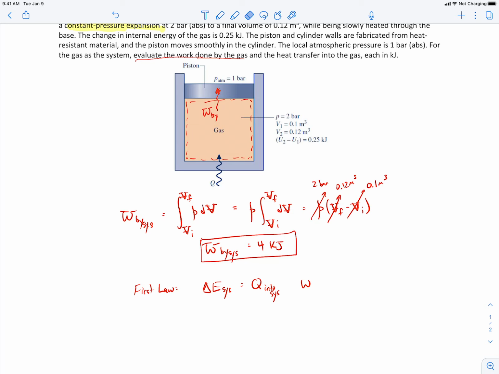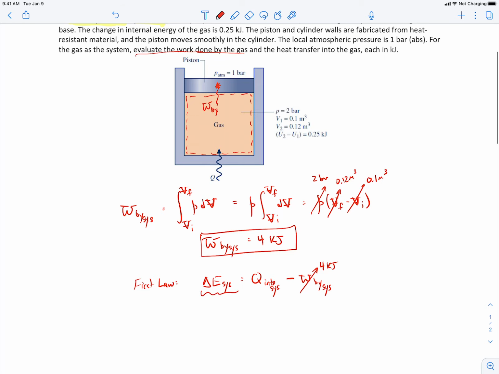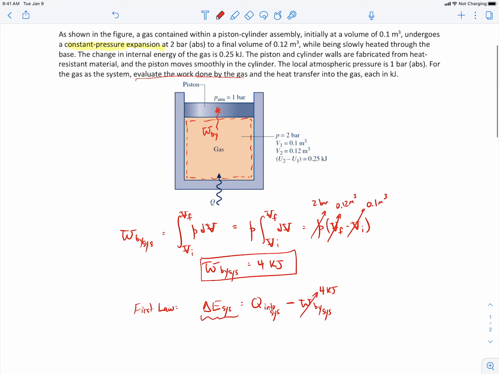And let me write the form of the first law with it being minus the work done by the system, since we just calculated that a moment ago. And what we're trying to solve for, of course, is the heat transfer into the gas. So the work done by the system we just calculated was 4 kilojoules. The change in the total energy of the system, we're told that up here, we're told that the change in internal energy is 0.25 kilojoules.